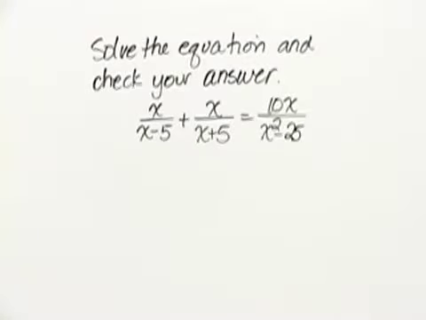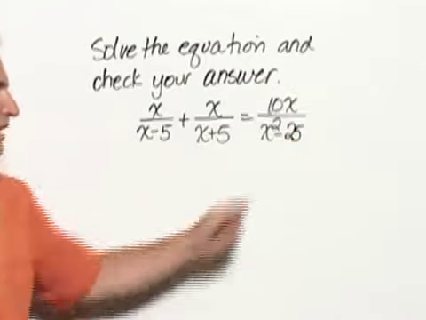Solve the equation and check your answer. x over x minus 5 plus x over x plus 5 equals 10x over x squared minus 25. What we want to do is multiply both sides by the common denominator.